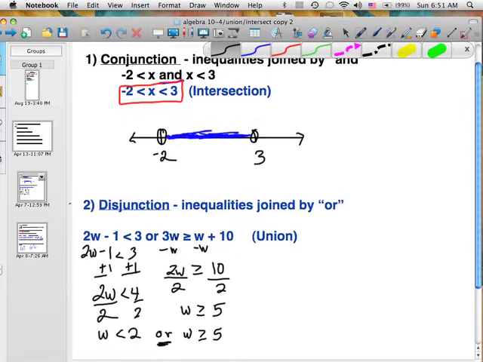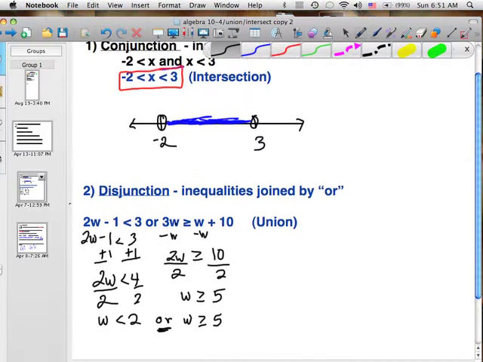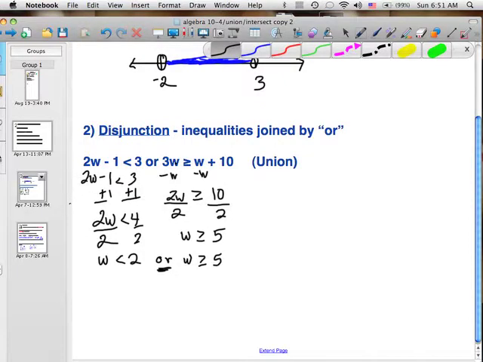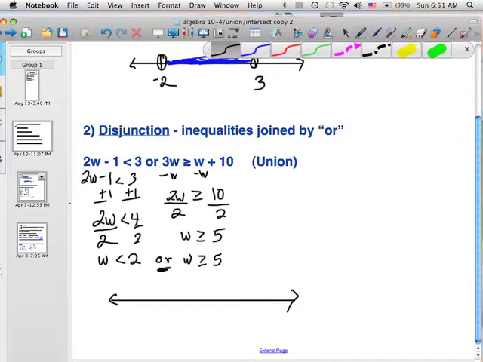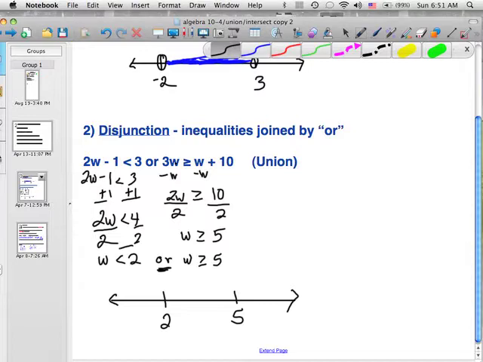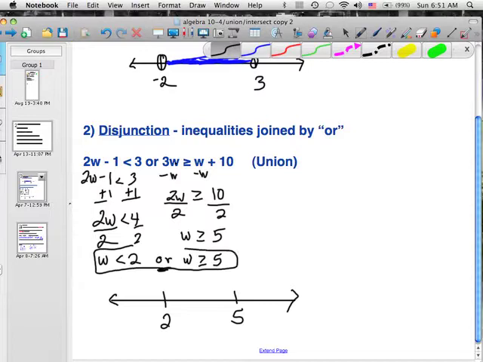This was intersection. This is what they had in common. So graphing this, here's 2, and here's 5. I'm using this final answer to graph.